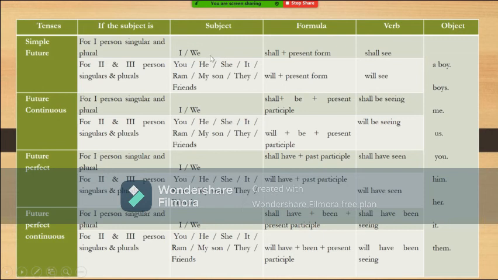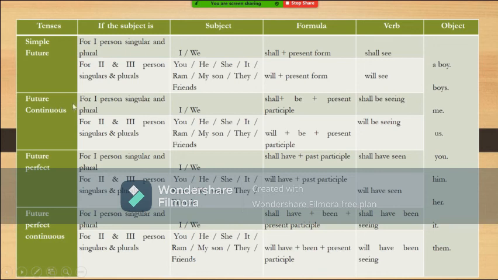To indicate future tense, we have will and shall. And for first person, I and we use shall. For all other subjects, we use will. After will or shall, we have to use only the present form. Shall see or will see. For I and we, we have to use shall see. For all other subjects, you have to use will see.